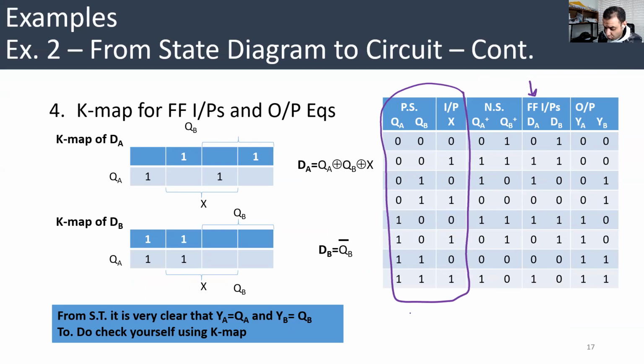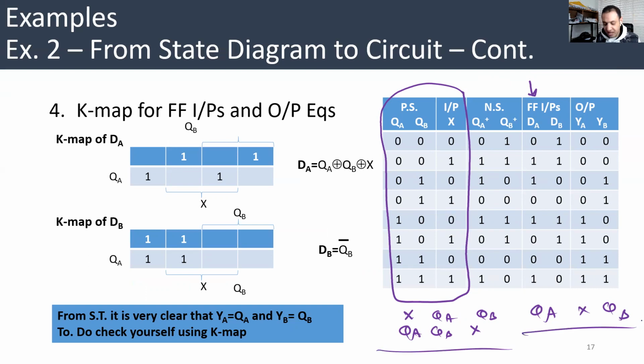And by the way, you can write it X, QA, QB, like what I did in the first example, or QA, QB, X, or even QA, X, QB, or QB, X, QA, whatever you like. It doesn't matter. Since you have the same state table, you must reach the same equations, whatever the order of QA, QB, and the input X.